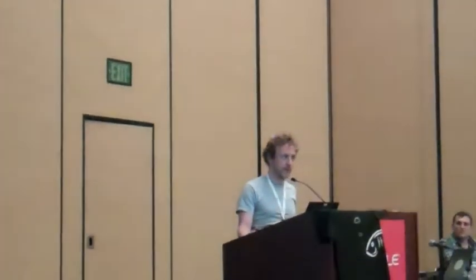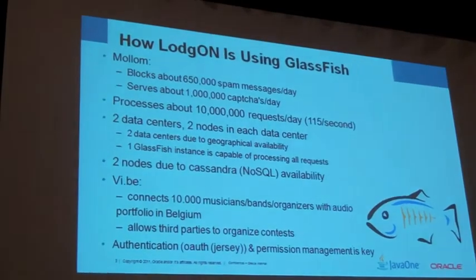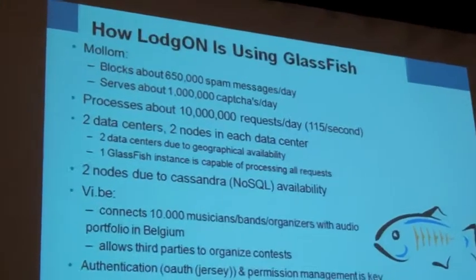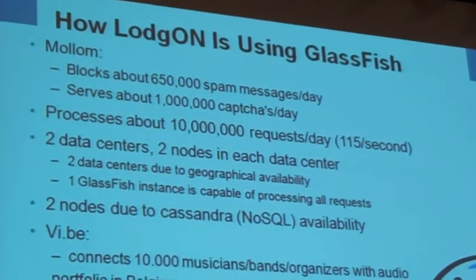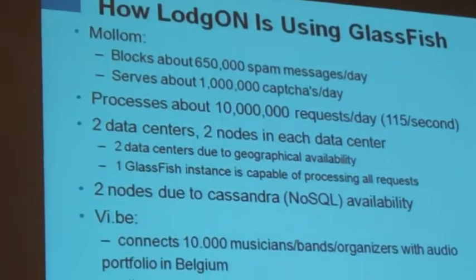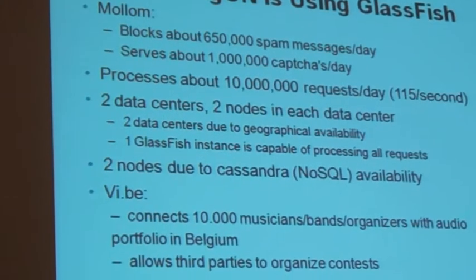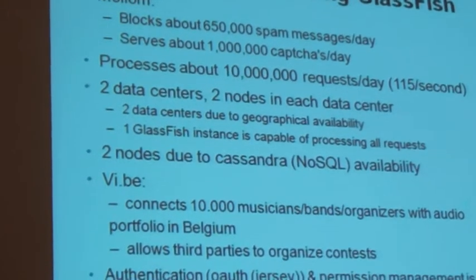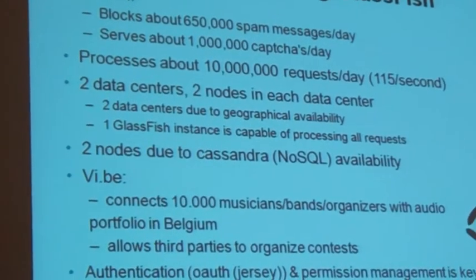So Mollem filters this. All comments, before they appear on the site, are first sent to Mollem, and currently we block about 650,000 spam messages a day. That's a round number, so that's why it's about. Mollem also serves about 1 million captchas a day. If Mollem is not very sure, if it thinks this content might be spam, then it's going to present the user with a captcha. Most of the content is spam, but bots are clever, and so Mollem is not sure. That's why we send captchas. So that means about 10 million requests a day, and that's 115 requests a second.